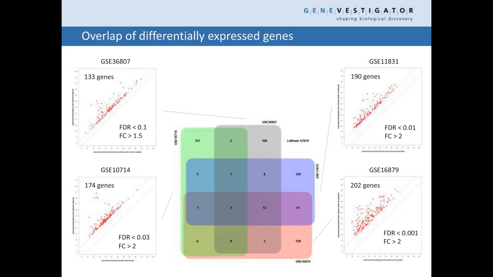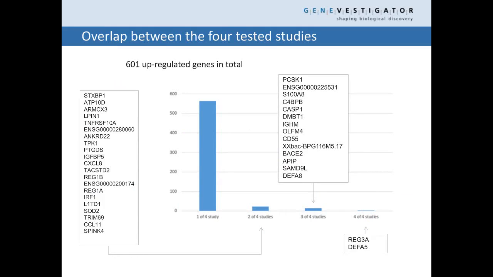And in the middle here, what you see is a Venn diagram with 4 colors, each color representing one plot. Maybe it's a little bit small to read, but what is striking here is that the overlap between the different studies is relatively small. Let's go to the next slide to see what it is.